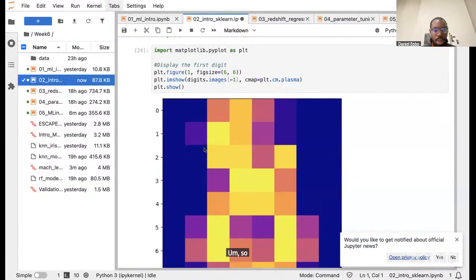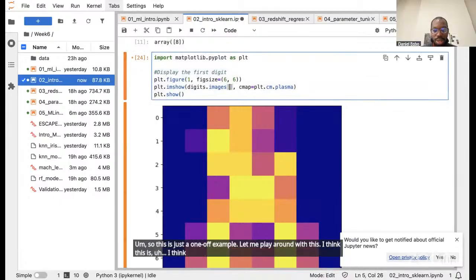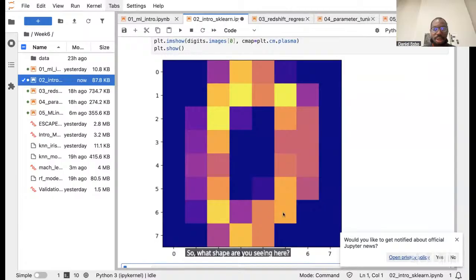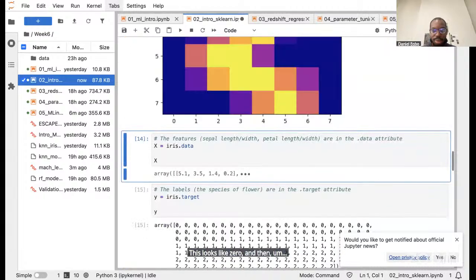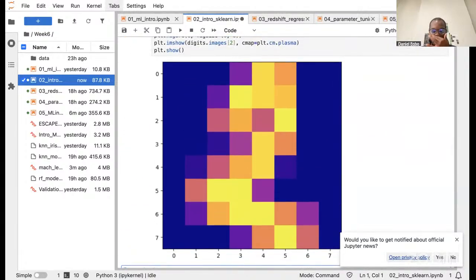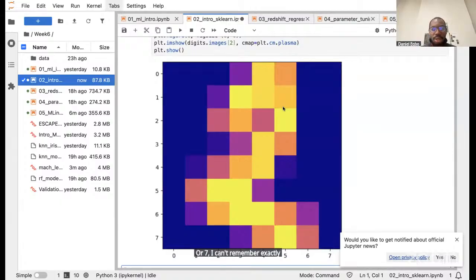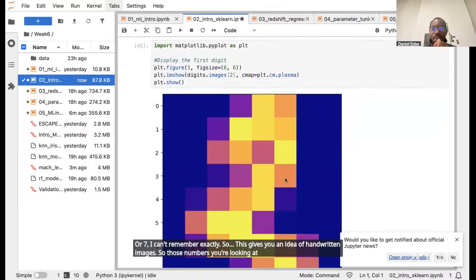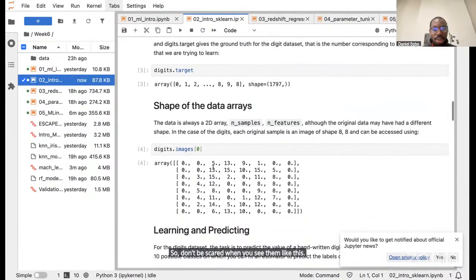So this is just a one-off example. Let me play around with this. I think this is supposed to be the last one. Let's see what this one looks like. So what shape are you seeing here? This looks like 0, right? And then this looks like, sorry, pardon me, this probably looks like maybe 5 or 7. I can't remember exactly. So this gives you an idea of handwritten images. Those numbers you're looking at up there can be represented as an image. So don't be scared when you see them like this. This is just us looking at one of the arrays.